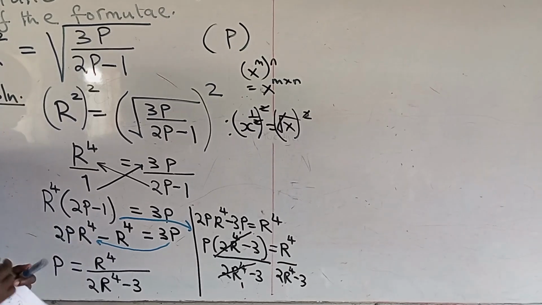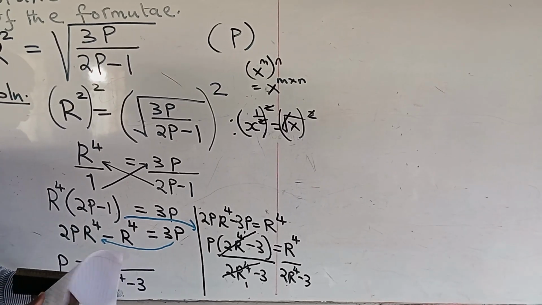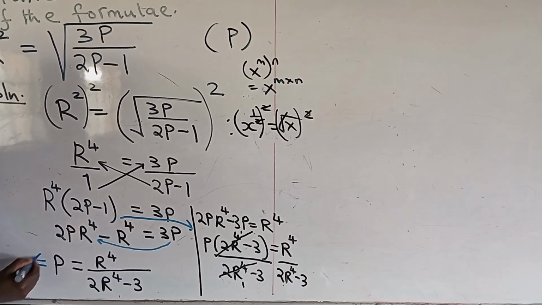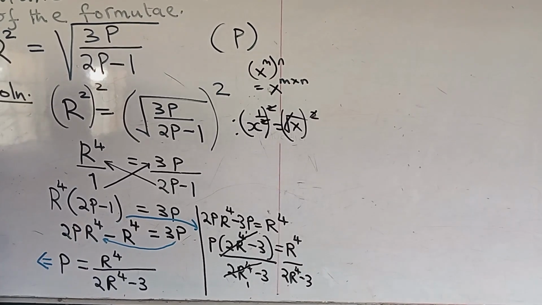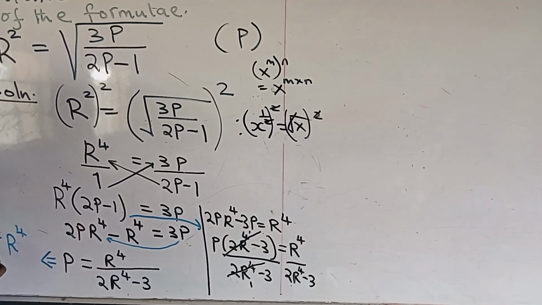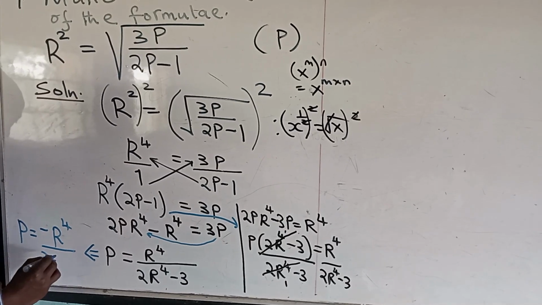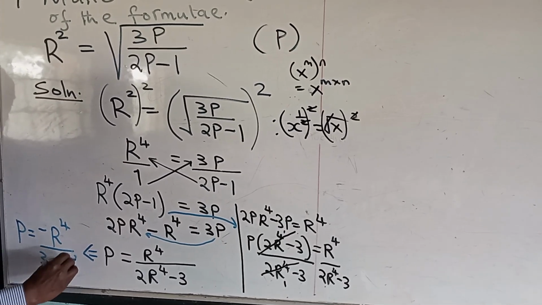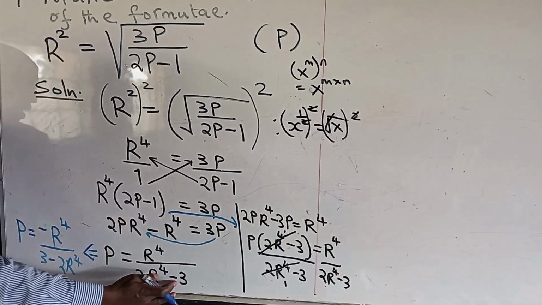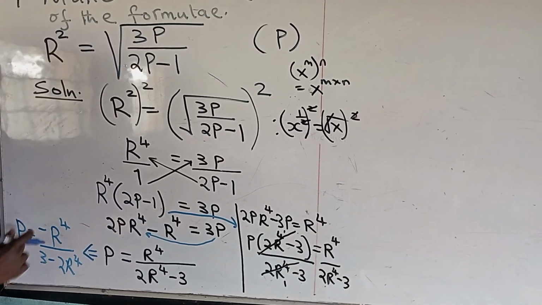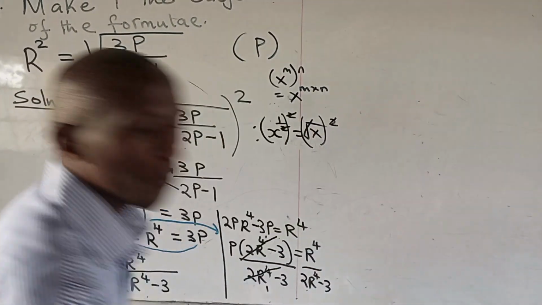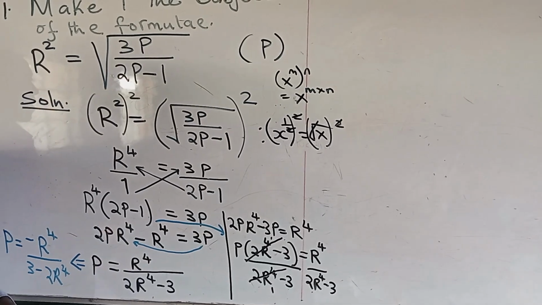So depending on how you tackle that question, you find that some students will also get an equivalent answer, which is p is equal to negative r raised to the power 4 all over 3 minus 2r raised to the power 4, whereby depending on the order, this 3 comes first, as we have shown here. Both answers are correct. So in this kind of a question, we need to see how to mark it out.